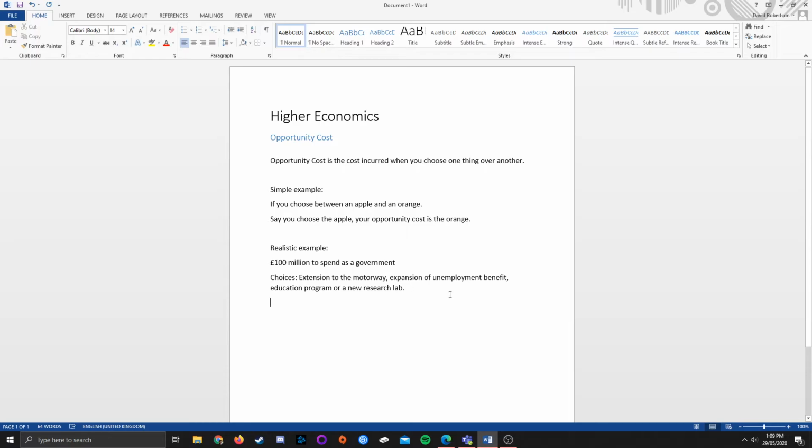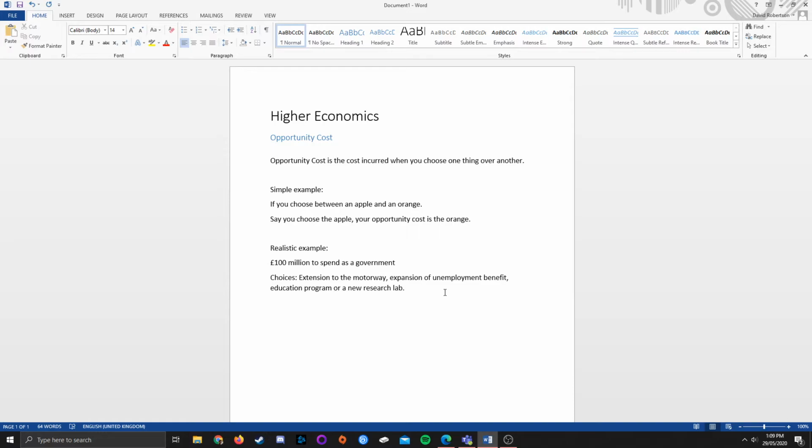So to get back to the opportunity cost point, you've got £100 million to spend, and you should evaluate each of your choices on what you can spend your money on, and then decide on what to go forward with. The things that you do not go forward with would be your opportunity cost. So you've missed out on the other choices. Okay.